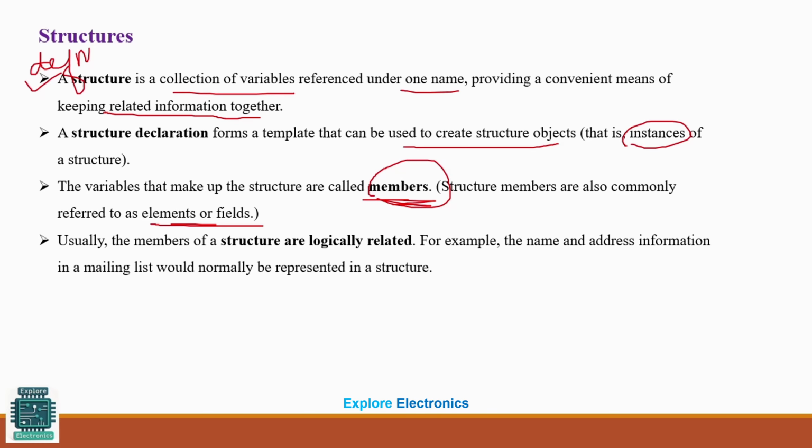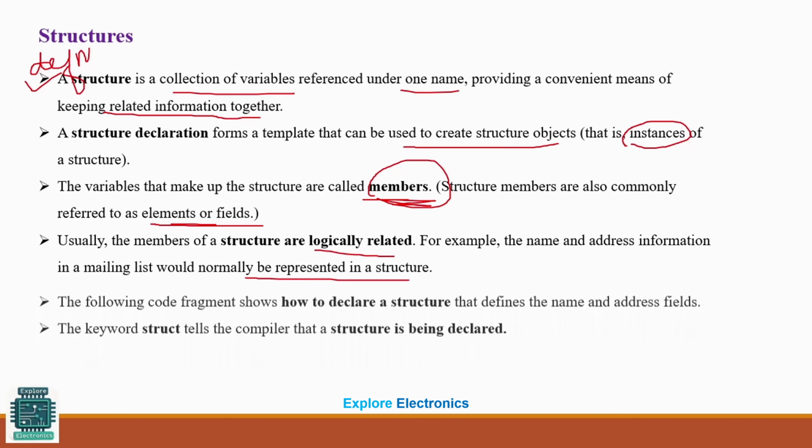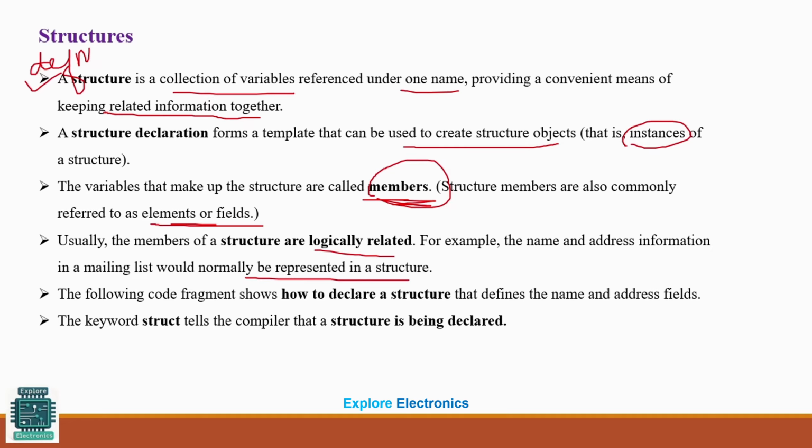And next, usually the members of a structure are logically related. For example, the name and address information in a mailing list would normally be represented in a structure. Now, the following code fragment shows how to declare a structure that defines the name and address fields. The keyword struct tells the compiler that a structure is being declared. Means for structures in a program, we will use the keyword called struct.